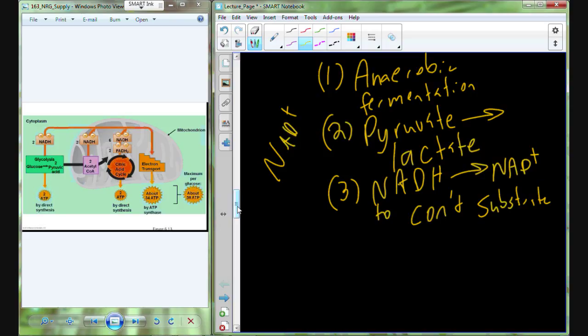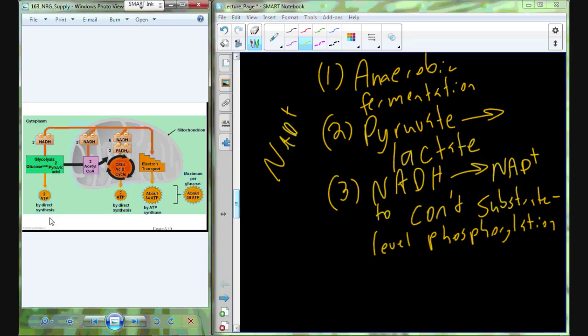So NADH gets converted into NAD plus, and this allows us to continue this process called substrate level phosphorylation. Substrate level phosphorylation means that we get this direct synthesis of 2 ATP every time we go from glucose to pyruvate. Pyruvate gets shifted to lactate, and in that process, the difference between pyruvate and lactate is we have additional electrons that get added to the pyruvate to form lactate.